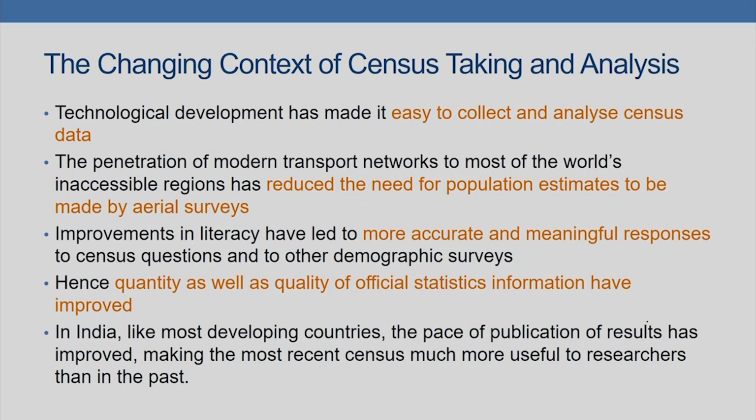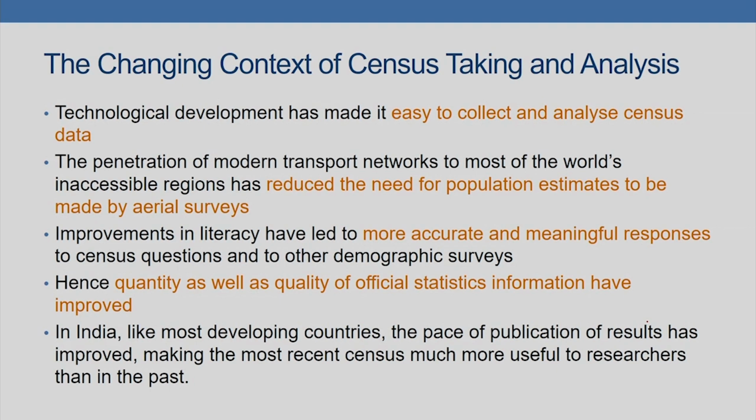The penetration of modern transport networks to most of the world's inaccessible regions has reduced the need for population estimates to be made by aerial surveys. Improvements in literacy have led to more accurate and meaningful responses to census questions and to other demographic surveys. This is one very important changing context because of the experience of people with regard to census surveys or sample surveys, and also because of the awareness among the population at large regarding policy initiatives and policy implementation. People have become smarter in terms of responding to the questions that are posed to them, and therefore we have more accurate and meaningful responses.